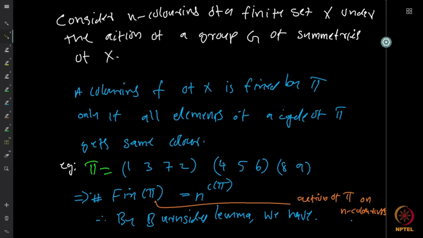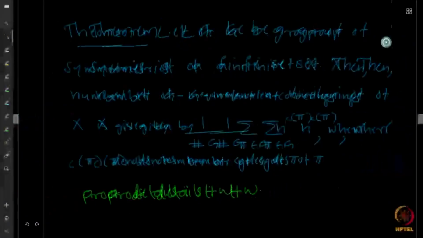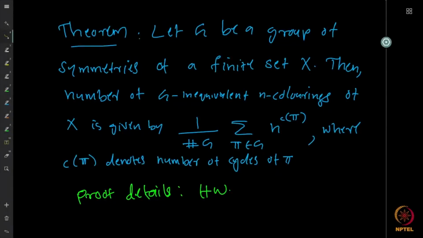So therefore, by Burnside's lemma, we can rewrite this observation as follows. If G is a group of symmetries of a finite set X, and you are looking at the number of G-inequivalent n-colorings of the set X, that is given by 1 over the cardinality of G, summation over pi belonging to G, n raised to C of pi, where C of pi denotes the number of cycles of pi, right? So the proof, I already explained the proof, so I want you to write it down formally, with all the necessary arguments. Okay, so that is the homework for you.